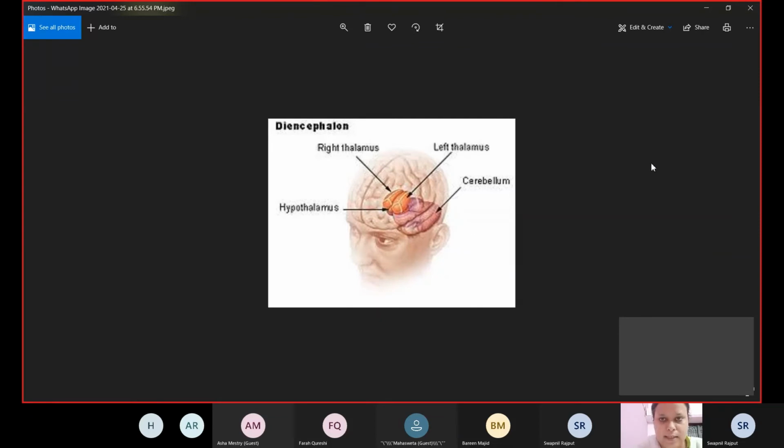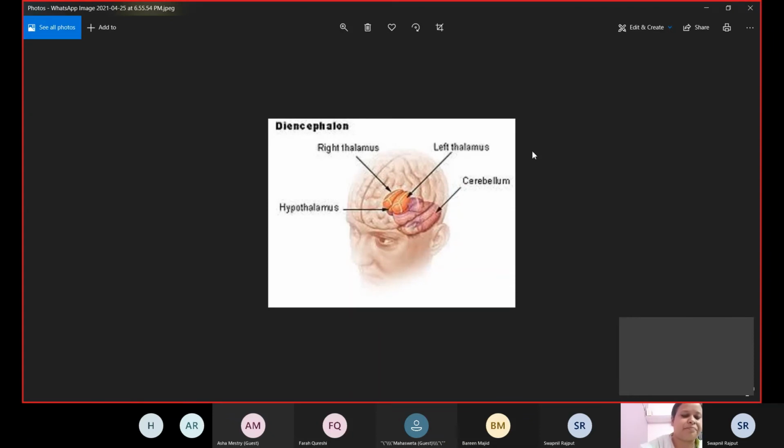Yes, so all can see this is a photo of the diencephalon. The diencephalon is again one part of the brain, which consists of the thalamus, cerebellum and the hypothalamus. Although you will take some time to remember all the functions, I can tell you a little bit. The hypothalamus is a very, very important part of the brain, associated with almost every activity, from thirst and hunger control to any small decision making. It is also there in fear and in emotion. So the hypothalamus is very important.